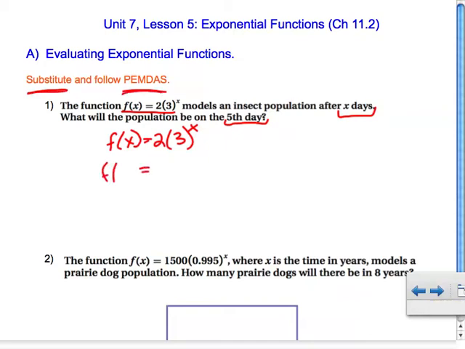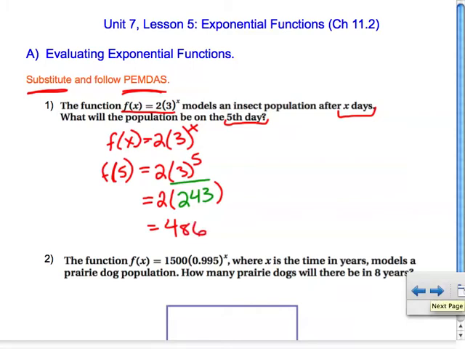f of 5 is the way of writing this, so I know what I'm putting in here, is 2 times 3 to the 5th power. The only tricky thing is make sure you do exponents before you do multiplication. That is how PEMDAS works. You're going to want to have a calculator handy as you go through these problems today. So the first thing I'm going to do is start with 3 to the 5th power. 3 to the 5th power is fairly big, and it is 243. I still have my 2 times here. So now is when I can multiply times 2, and my insect population will be at 486 insects. Pretty gross. That's a lot of insects.